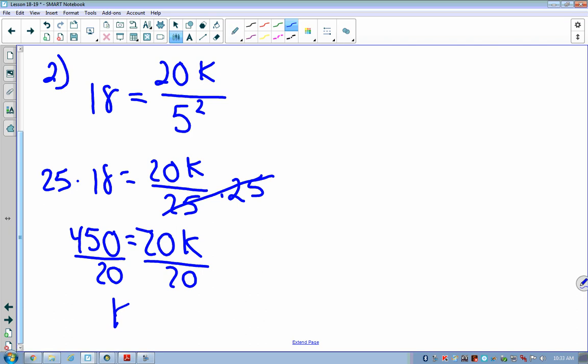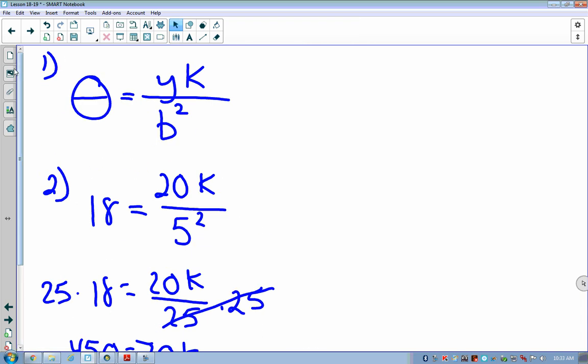K equals, I think I heard somebody say it, 22.5. All right, so again, first step, set up your equation. Second step, input information, solve for K. Third step is take the new information with my constant and solve for the missing variable.